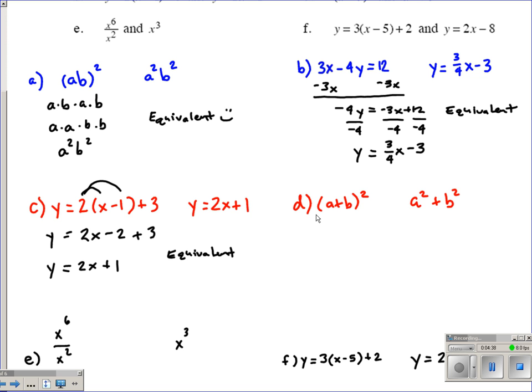Letter D, we have the quantity a plus b, and it's being squared. We're trying to say, is this equivalent to the expression a squared plus b squared? This is one where mistakes are often made when people don't take the time to think through what this actually means. We're taking the quantity a plus b times the quantity a plus b. So if you think about it there, I'll go ahead and draw out my generic rectangle here.